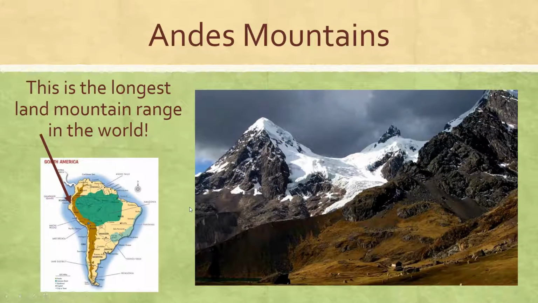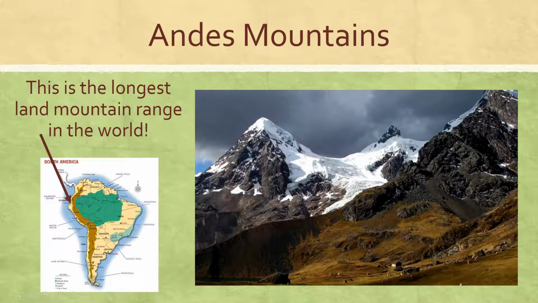And then, also in South America, we have something called the Andes Mountains. And this is the longest land mountain range in the world. Sometimes we use the word continental, and what that means is that it's all on land. And if you take a look at this map here, you can see that the Andes Mountains run from almost the top of the continent down the western coast all the way to the southern tip.